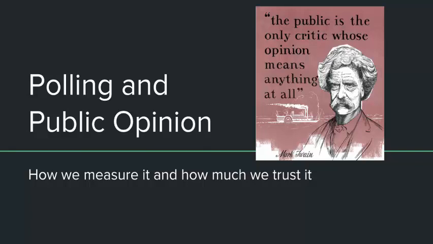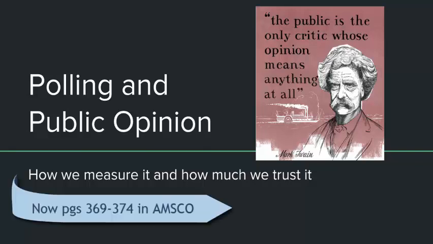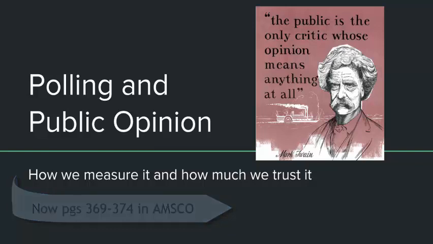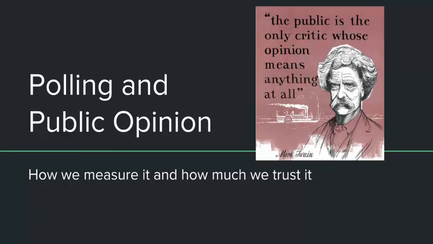Hey guys, this section is going to cover polling and public opinion. It is going to correspond to pages 195 to 200 in your textbook. As we go through this presentation, keep in mind our two focus questions. How do we measure public opinion, and how much do we trust that measurement?